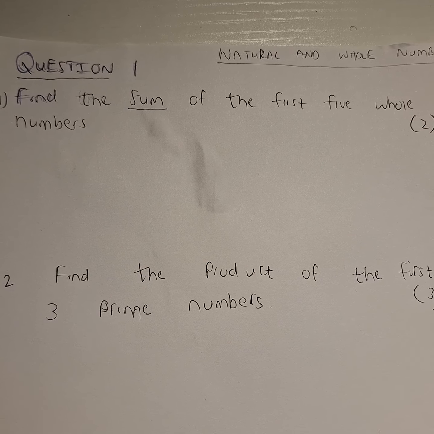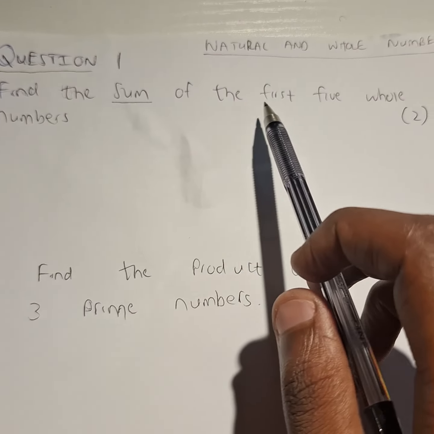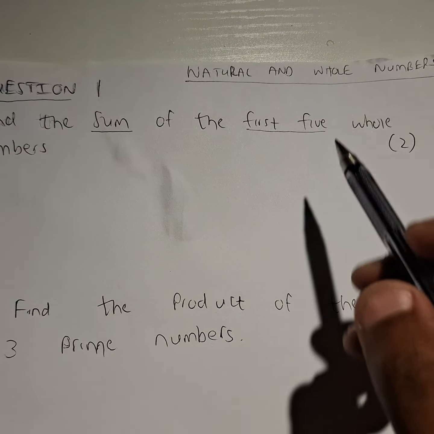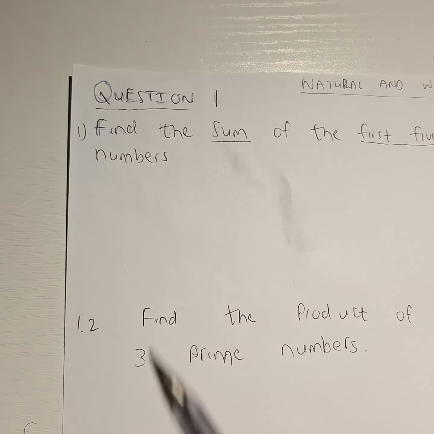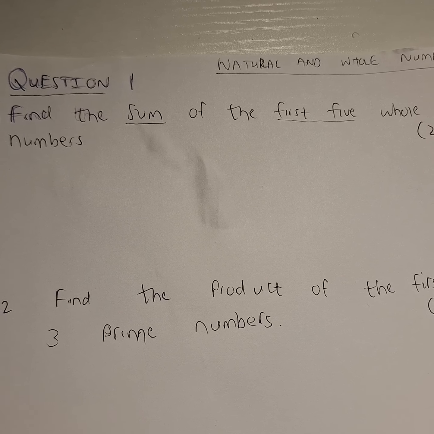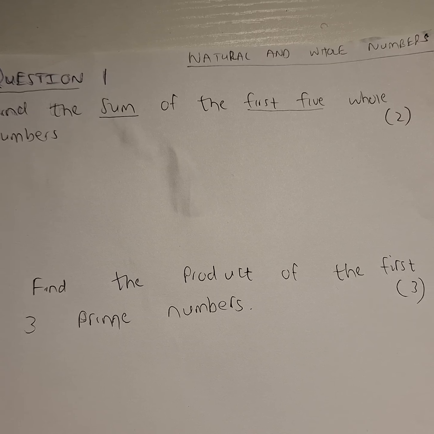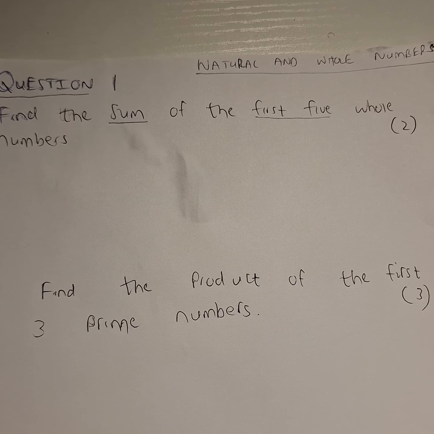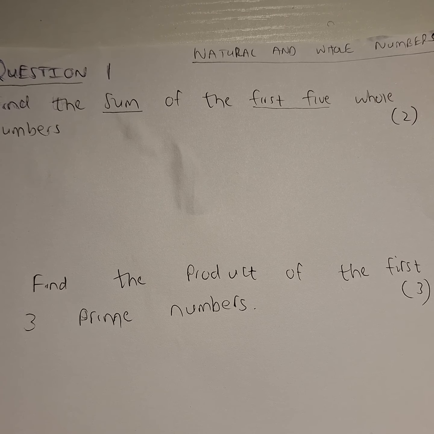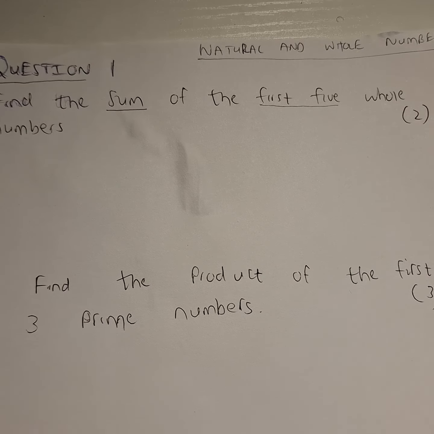So if we're asked to find the sum of, it means we need to add the following numbers. It says the sum of the first 5. First 5 what? Whole numbers. What are whole numbers? Whole numbers are numbers that start at 0 and increase by 1, all the way to infinity. By that I mean these are numbers that start at 0, like 0, 1, 2, 3, 4. And by infinity, I mean that these numbers go on and on and on. There is no foreseeable end.